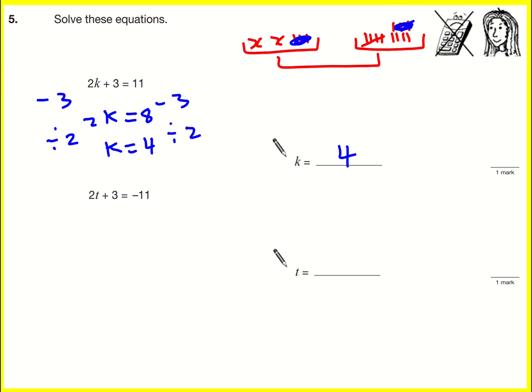hold on, I made a mistake. There should have been one less. So 5, 6, 7, 8, 9, 10, 11, yeah, that's right now. So if I remove those, I'm left with 2x equals 8.